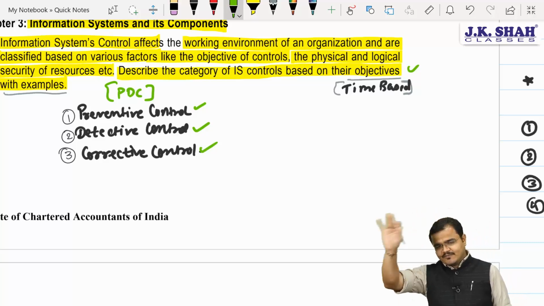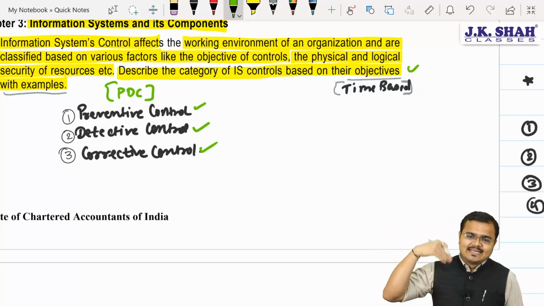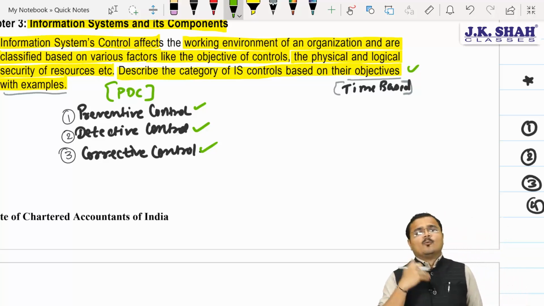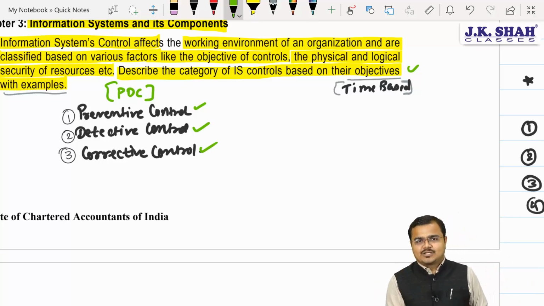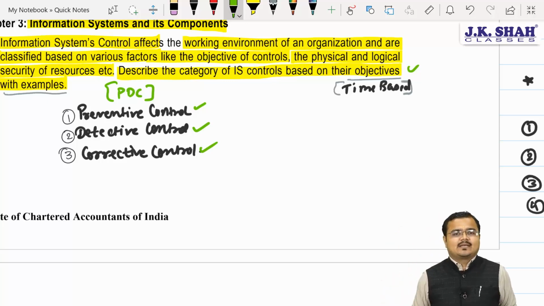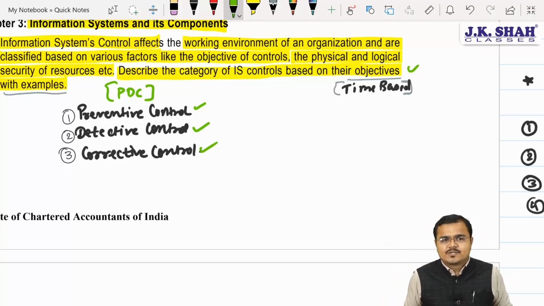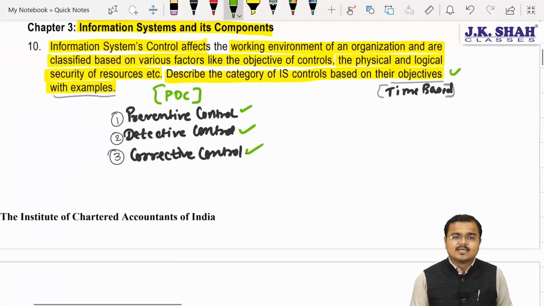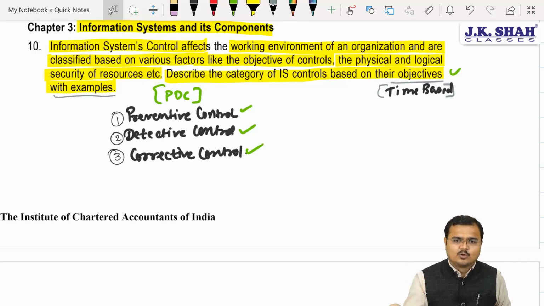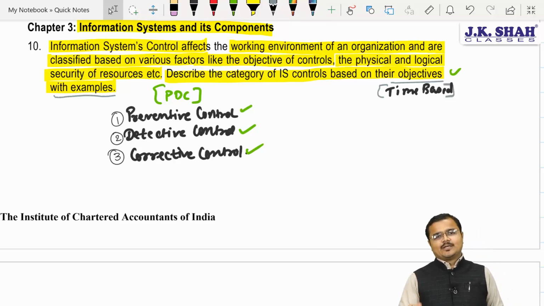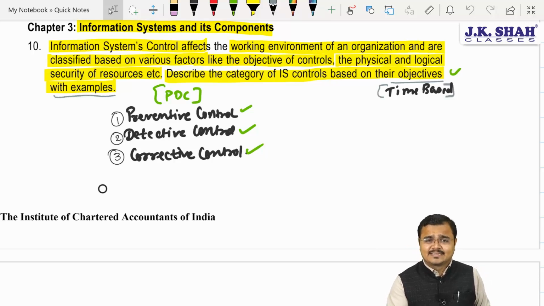So first we try to prevent. If we could not prevent and the risk strikes, we apply the detective. Once we detect the major loopholes in our system, we make sure that we are taking appropriate corrective actions to correct those areas. Am I very clear to all my dear chartered accountants? Answer is yes, sir. So this is preventive control, detective control and corrective control, the part of overall controls on the basis of objectives. Correct, Chartered? Yes, sir.